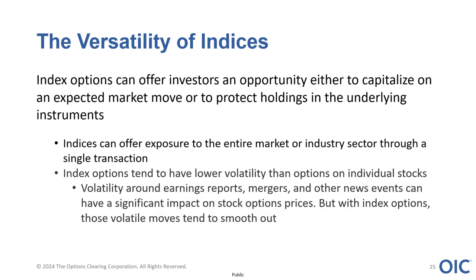So, volatility around earnings reports, mergers, other news events can really move stocks around. But what you're going to see most of the time, it's not always the case, but most of the time, you're going to see index options have a smoother volatility profile than those individual options on individual stocks.